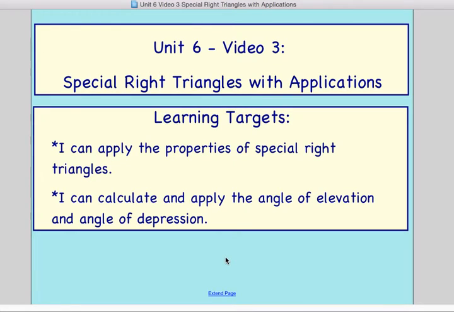Welcome to Unit 6, Video 3. Today we're going to look at special right triangles with applications. Your learning targets are that you can apply the properties of special right triangles, and also that you can calculate and apply the angle of elevation and angle of depression.